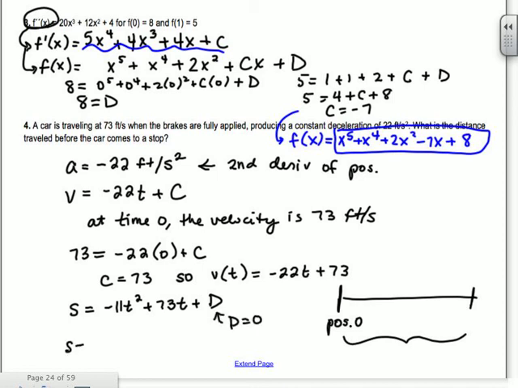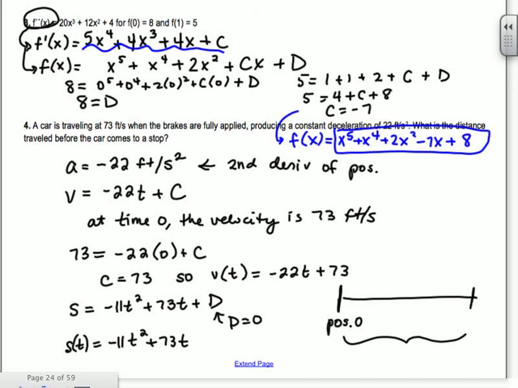So my position is really s of t equals negative 11 t squared plus 73t. Okay, so we want to know how long it took. Well, we want to know the distance that it took to stop. But in order to find that, we need to know how long it took to stop, right?